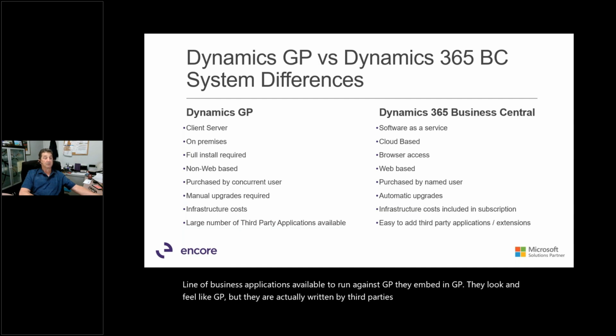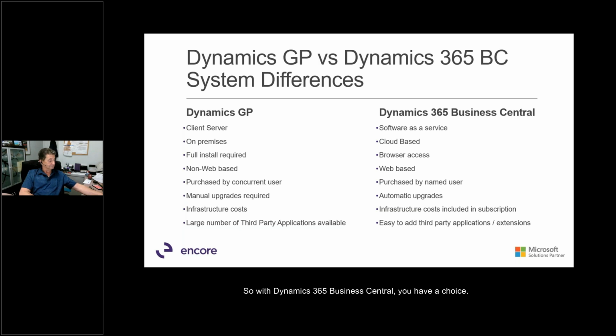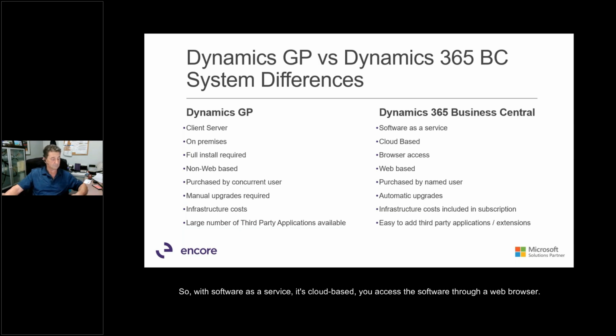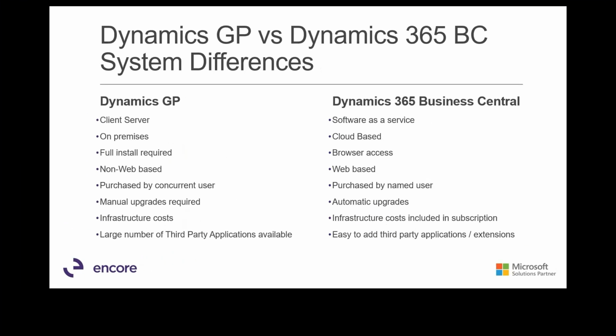So, Mike? Yeah, so with Dynamics 365 Business Central, you have a choice. You can host on-premise, and the infrastructure requirements are very similar to what he has here on Dynamics GP. But the more common way of hosting is through software as a service. With software as a service, it's cloud-based. You access the software through a web browser. The licensing, when it's cloud-based, is purchased as a named user.